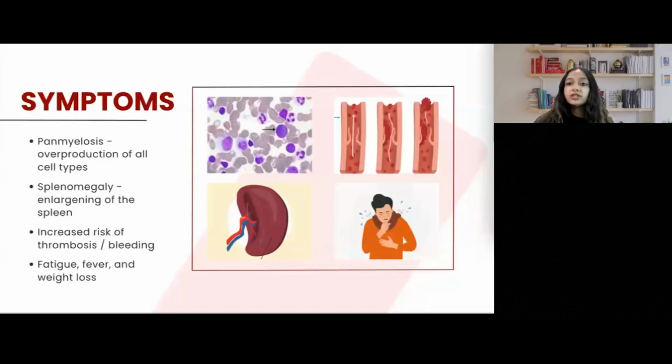Across subtypes, patients can experience panmyelosis, or the overproduction of all major blood cell types, splenomegaly, which is the enlarged spleen, and thrombosis, an increased risk of clotting or bleeding. General symptoms like fatigue, fever, and weight loss are also common.